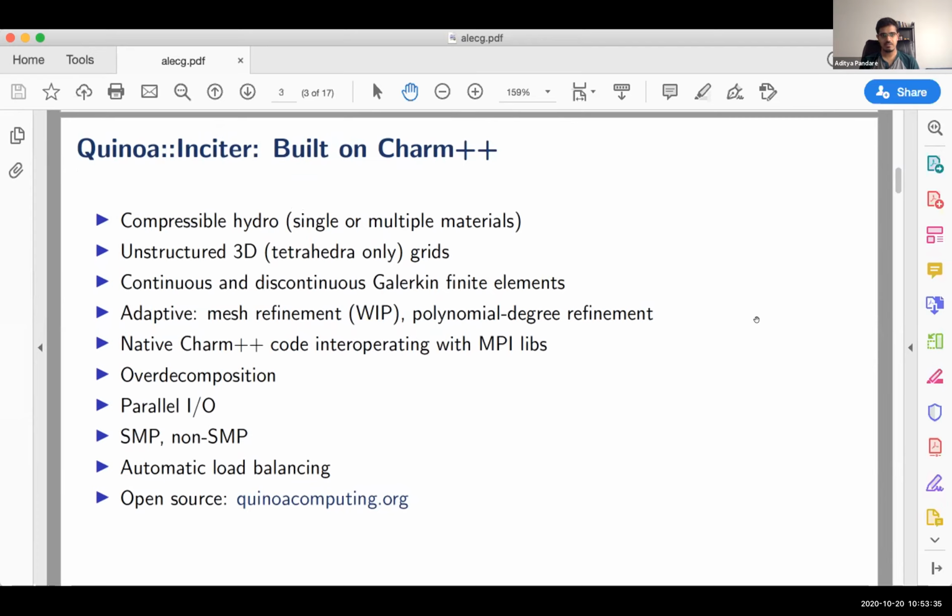And this is the fundamental reason why we chose native Charm++ to write our code in, because of these adaptive refinements, there is load imbalance, and we want to make sure that there is some sort of load balancing strategy to make the code efficient. And I'll show you an example in the later slides to show you the effect of this load balancing. This is an open source code, and it can be found on this website here, quinoacomputing.org.